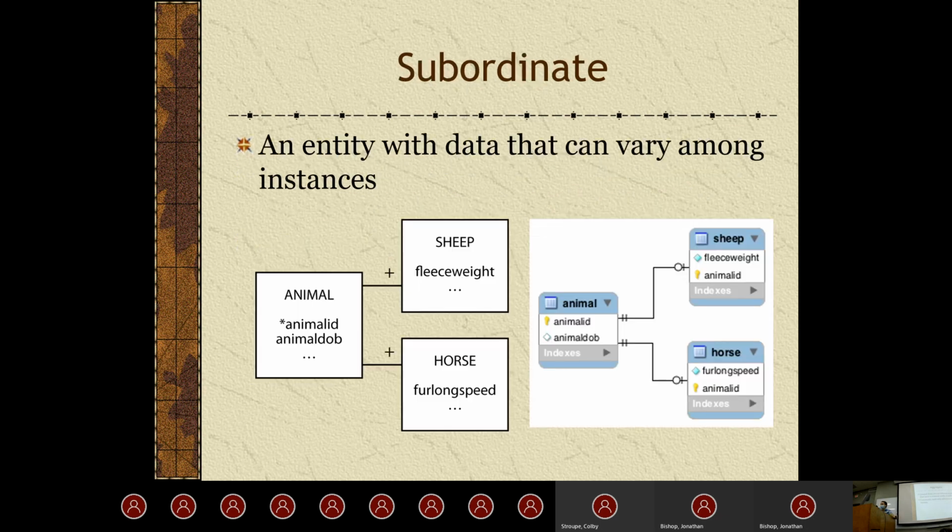All right, we've got one more thing here, subordinate entity. So we have a kind of relationship here between animal and specific species of the animal. So we have animal ID as the primary key for animal. We also want to know the animal date of birth. Then, of course, you would have different types of animals here. So you'd have a sheep. What's a sheep? A sheep is an animal. In this case, we want to know specific things about that sheep. We want to know how much does its fleece weigh.